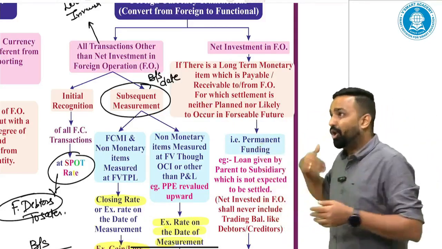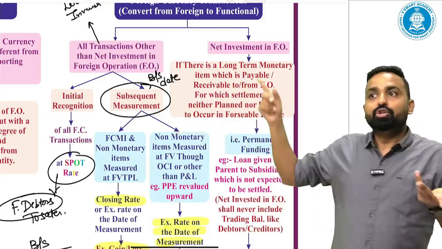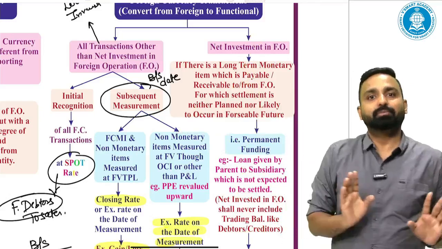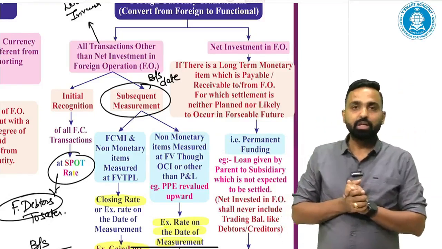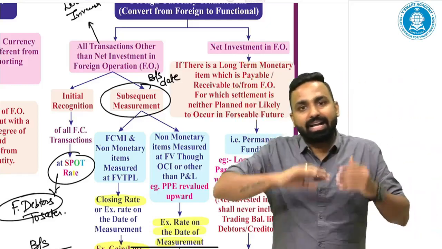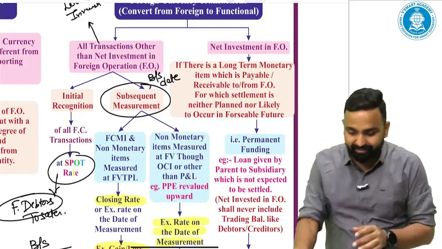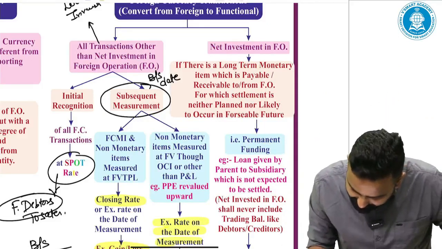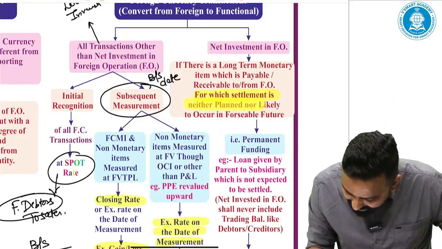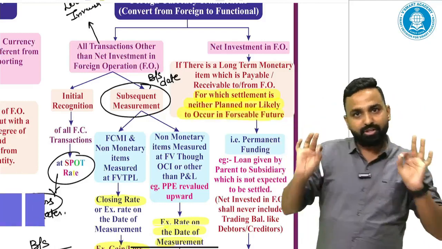So technically the loan given by me to my foreign subsidiary is as good as an investment. So it becomes an investment in foreign operation. It's simple. Investment in foreign operation means it is a permanent funding, either I have given a loan to my foreign subsidiary or the foreign subsidiary has given a loan to me. But the main thing is that settlement is neither planned nor likely to occur in the foreseeable future. First you understood now?